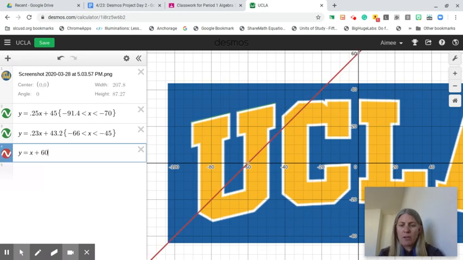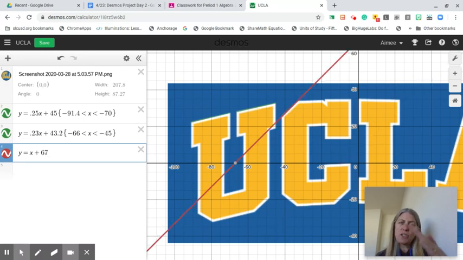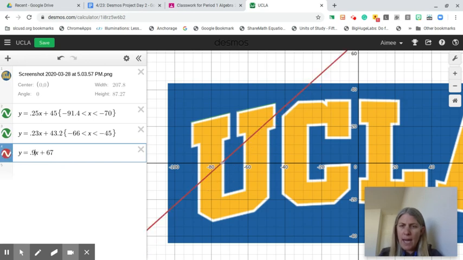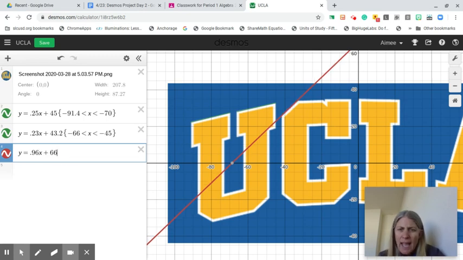It's a little low, so I'm going to go 65, 66, 67. And it's looking a little too steep. So I'm going to flatten it a little bit by making it 0.9x, no, 0.95, 0.96. And once again, I'm just playing with it to match it. I'm going to lower my y-intercept down a little bit, and that's looking pretty accurate to me. So I have my equation of my line, which is y equals 0.96x plus 66.